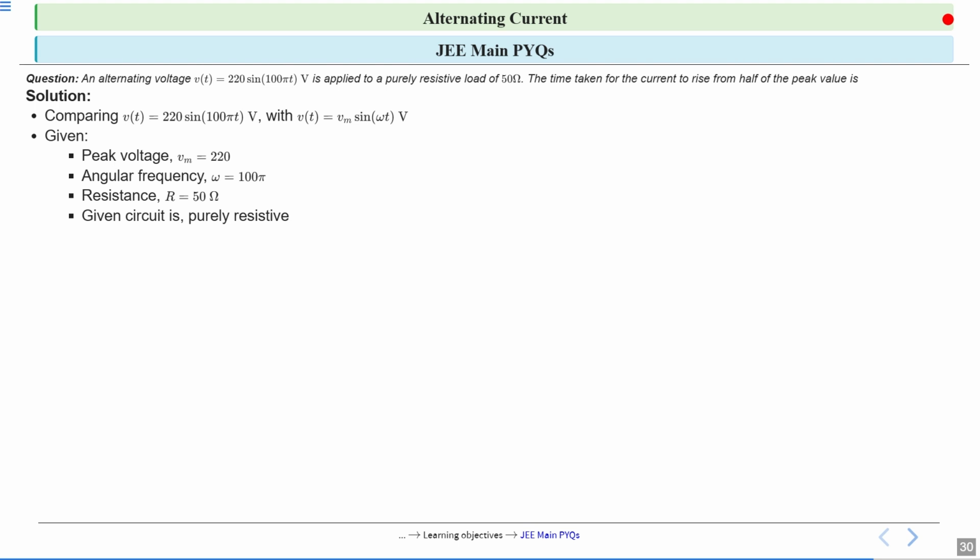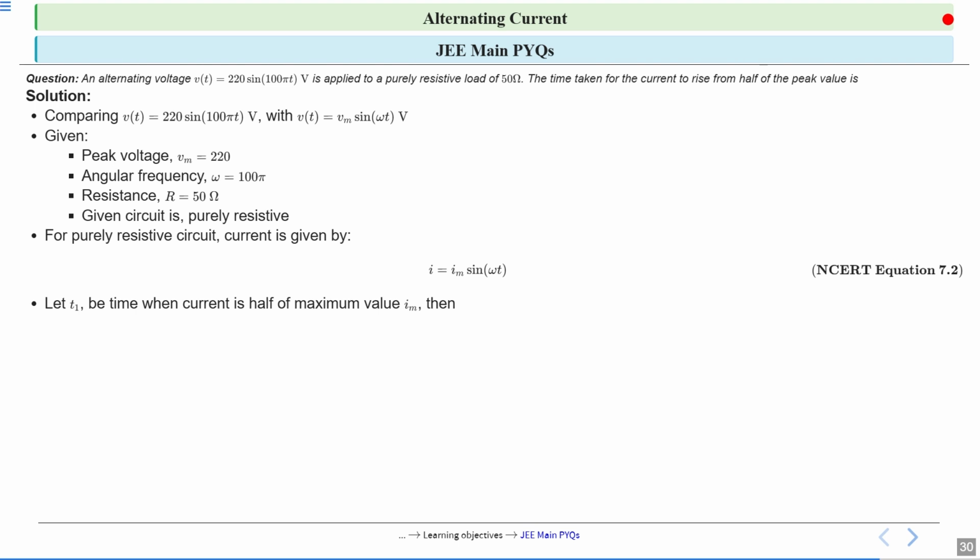Given circuit is purely resistive. It is given in the question that it is purely resistive. It is connected to purely resistive load of 50 ohm. Okay. So for purely resistive circuit, current is given by I equal to Im sin omega t. It is in phase with the voltage according to NCERT equation 7.2.